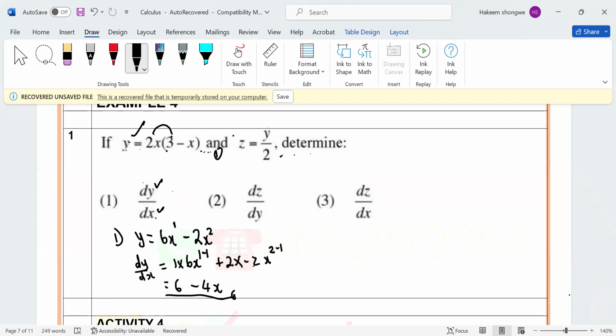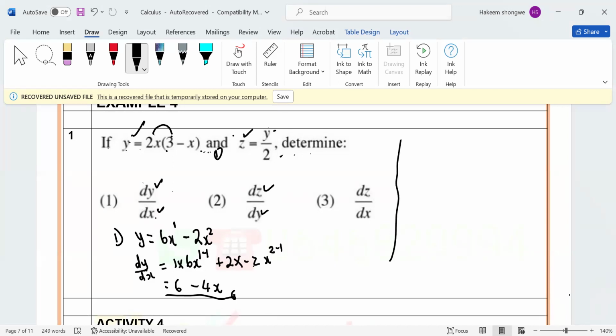Now let's go to number 2. What do they want for number 2? They say determine dz all over dy. I've been specific here. What should be the subject? We're differentiating in terms of what? y. So our equation is fine because that is the subject. Yes.